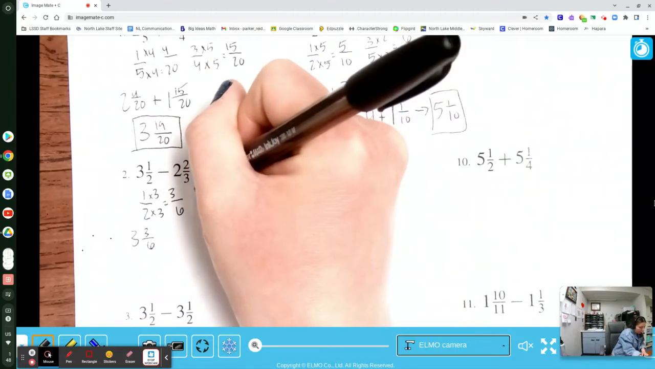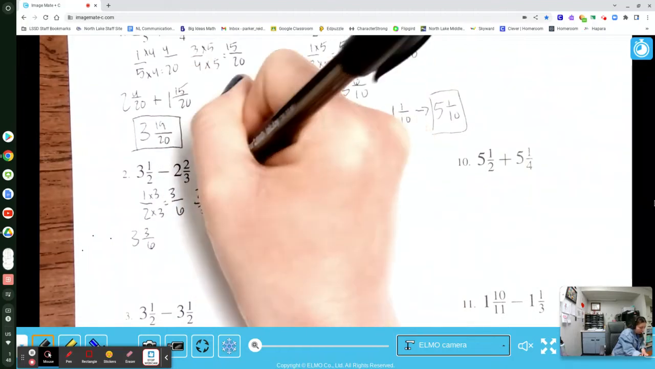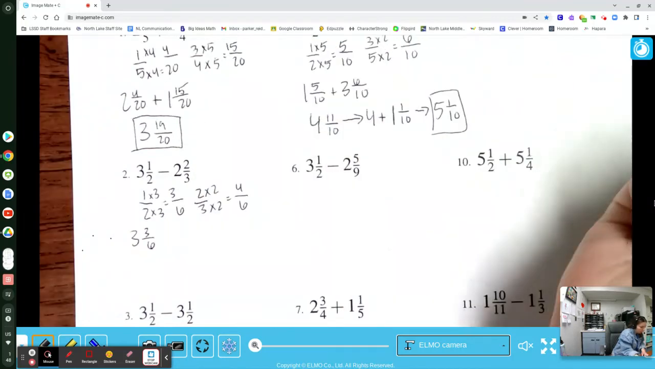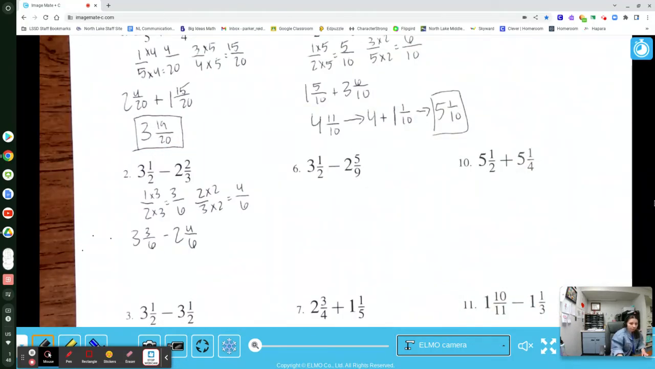And then here, I'm going to change this one into 6 as well. So 3 times 2 makes 6. I do the same to the top. 2 times 2 is 4. So this becomes 2 and 4/6.